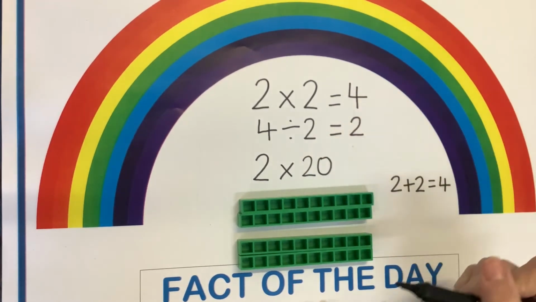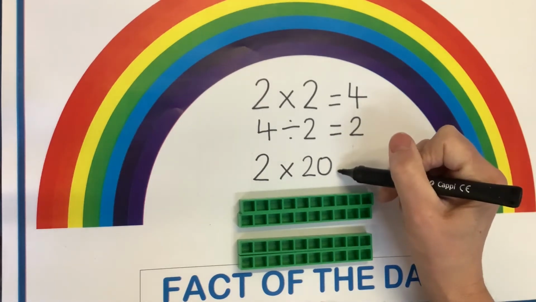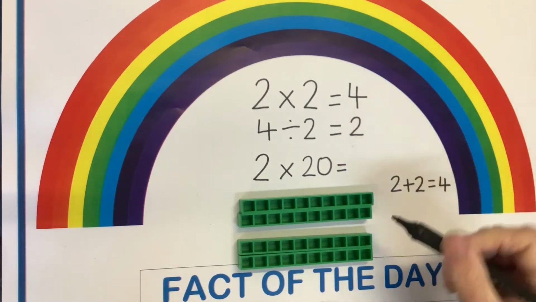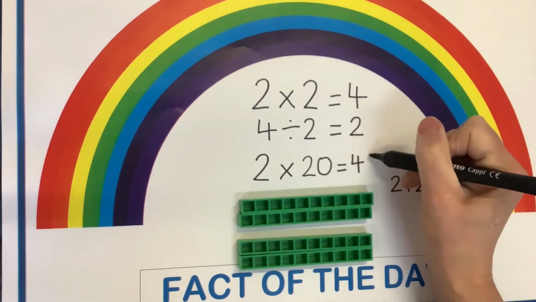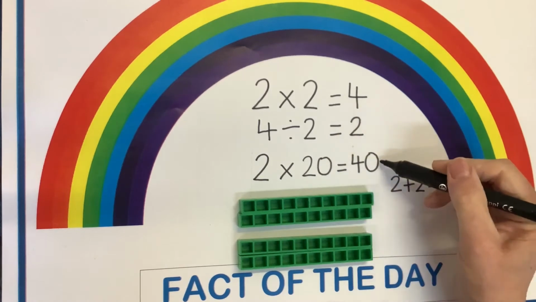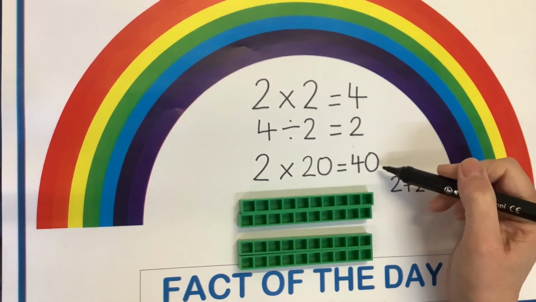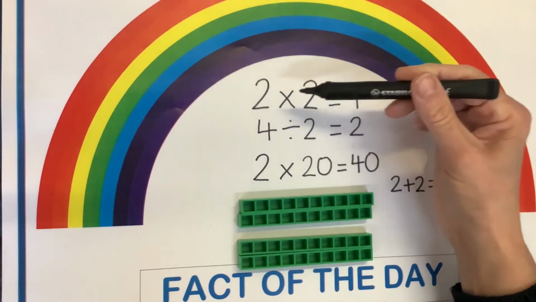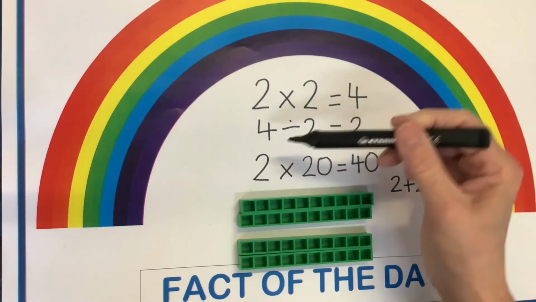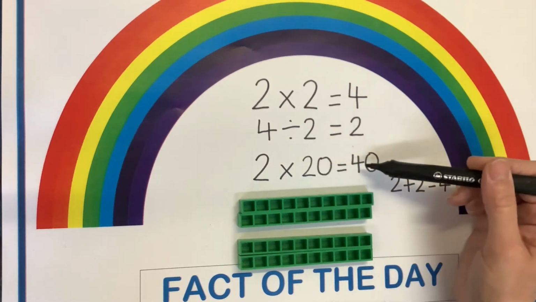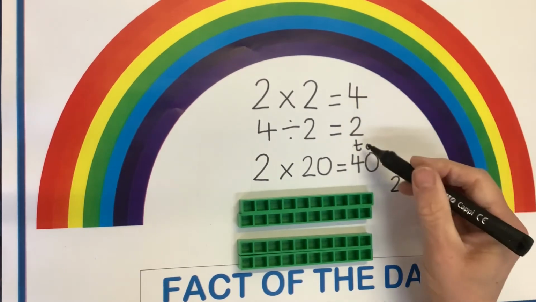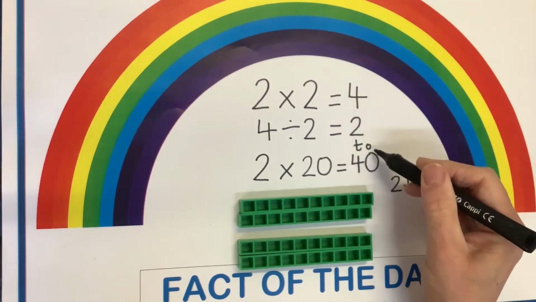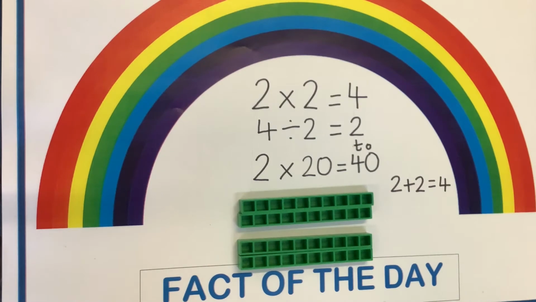2 times 20, 2 groups of 20 equals, how many tens have we got? 4 tens. So these zeros make a pattern which you'll get confident with as we go. So 2 times 2 ones is 4 ones, 2 times 2 tens is 4 tens, and because the 4 is in the tens column, we can see that it's 4 tens. So there's another maths fact using what we know.